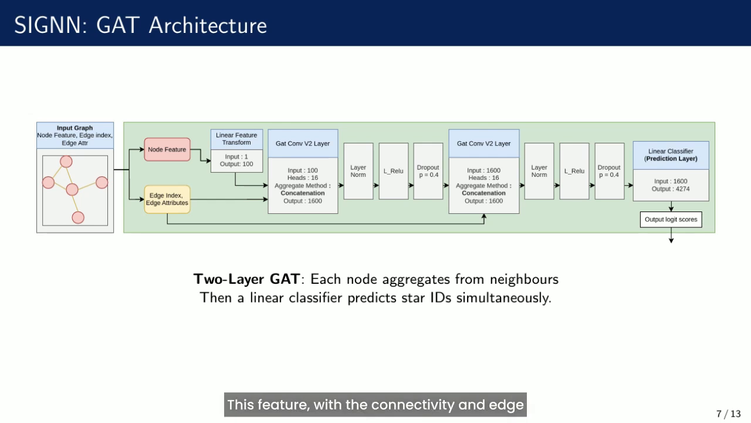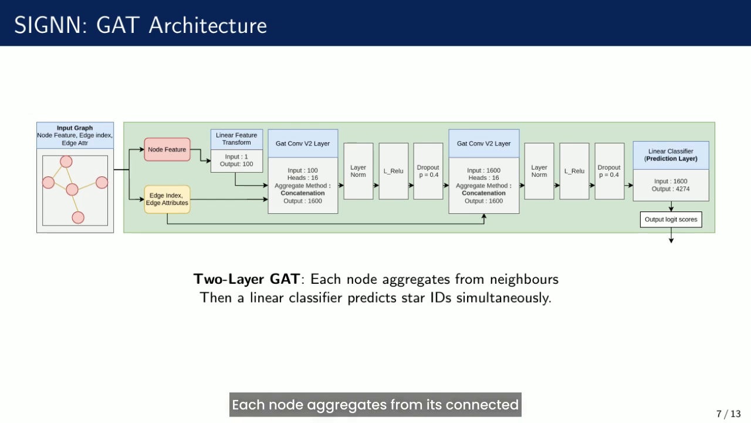This feature, with the connectivity and edge attributes again, goes through the second layer, expanding the receptive field and information gathering into a 2-hop neighborhood. The output, we then apply softmax to get individual node predictions and confidence scores. Broadly, SIGNN uses a 2-layer GAT network.